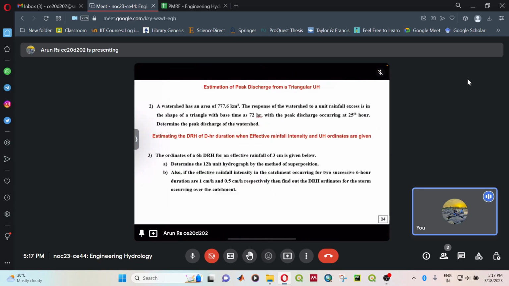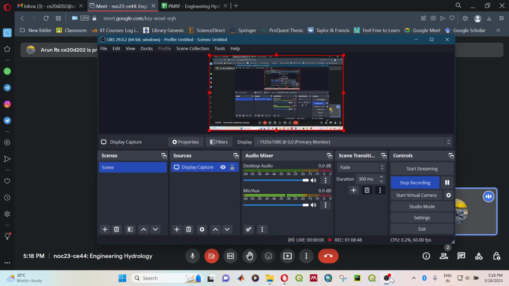So the second question: your watershed has an area of 777.6 square kilometer. The response of the watershed to a unit rainfall excess is in the shape of a triangle with the base time as 72 hours, with the peak discharge occurring at the 25th hour. We need to determine what is the peak discharge of the watershed.